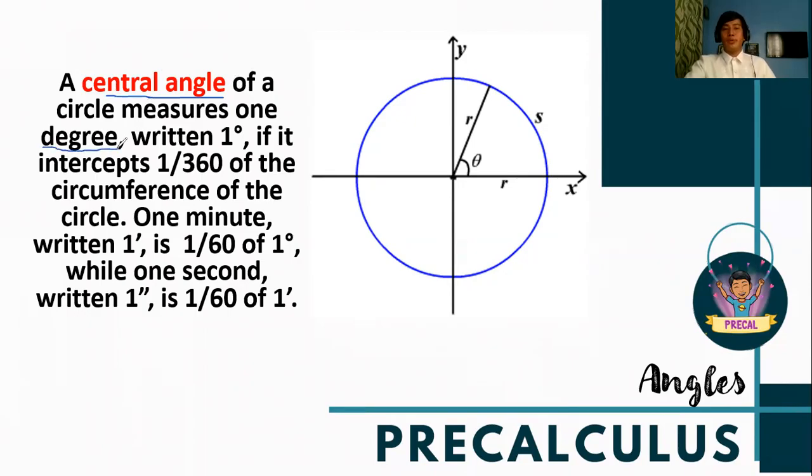I know that you are familiar with the degree measure, and a degree is written like this. So this is 1 degree, and there are smaller units for a degree, because 1/60 of 1 degree is 1 minute. So this is the symbol for a minute. And 1/60 of 1 minute is equivalent to 1 second. So those are the units of measure for degree.